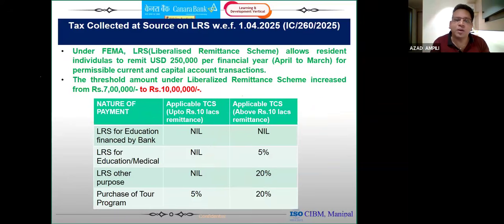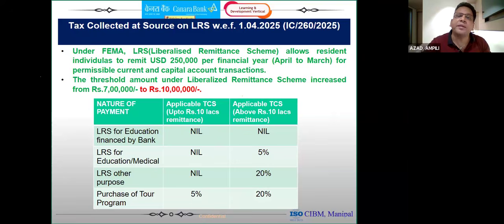Now, this wonderful circular came, 260/2025. Just read this. My question is there. I have shown you earlier in Indian rupees. See, 250,000 is foreign currency. At one go, how much amount am I sending before I am subject to pay that TCS, tax collected at source? Earlier it used to be 7 lakhs, now they made it 10 lakhs.